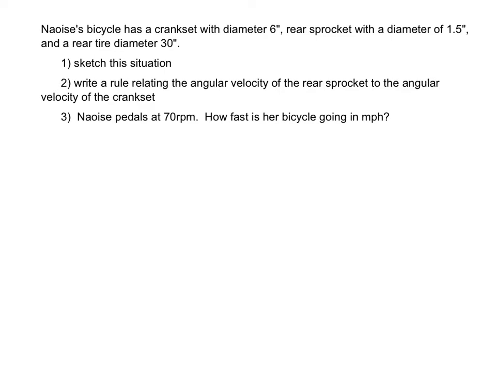Hello there. It's time to do a bicycle problem. This one, we're dealing with Nisha, and her bicycle has a crankset with diameter 6 inches, rear sprocket diameter 1.5 inches, and rear tire diameter 30 inches. So step one, let's get a picture of what's going on here.